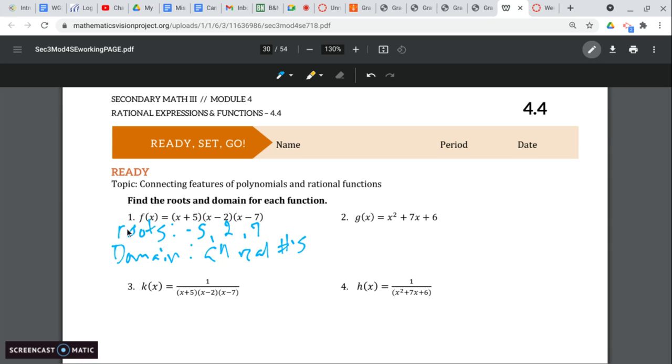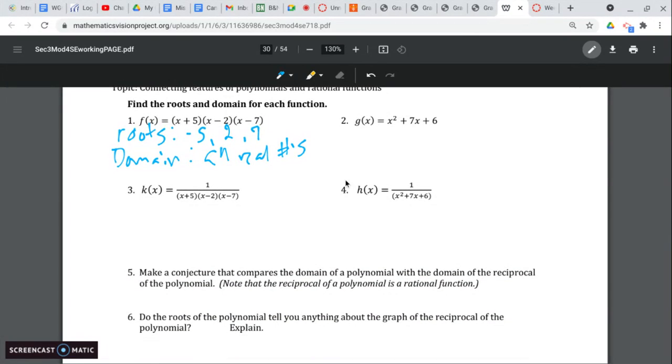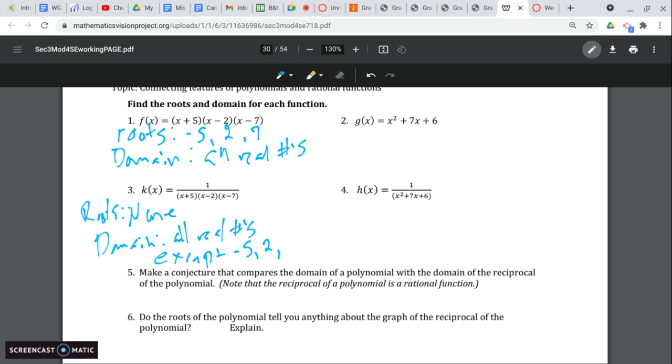Now, when it's not all real numbers is when we have the fractional functions, such as here in this case. So we'd have roots none, but the domain is all real numbers except -5, 2, and 7.